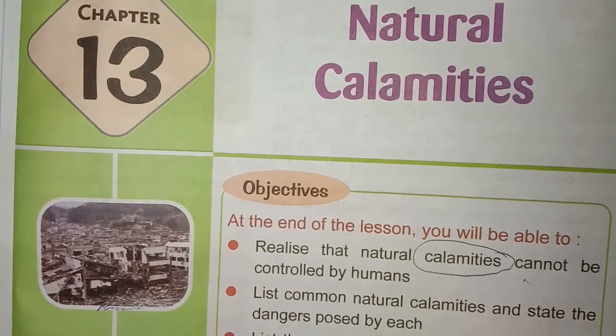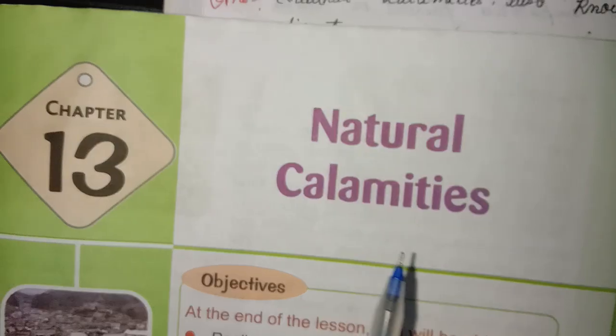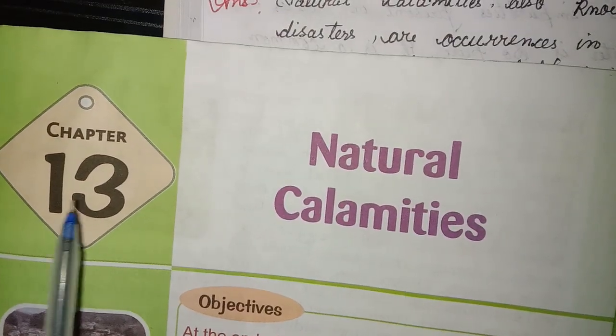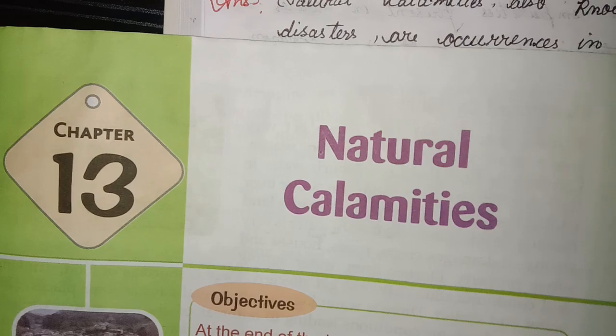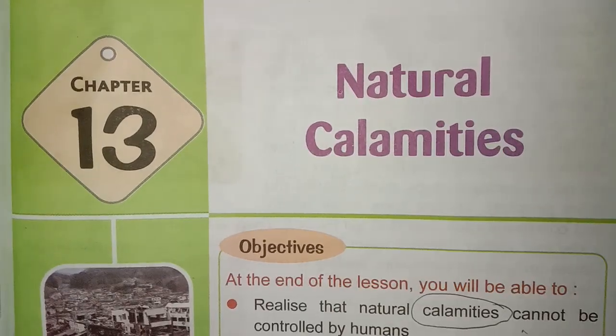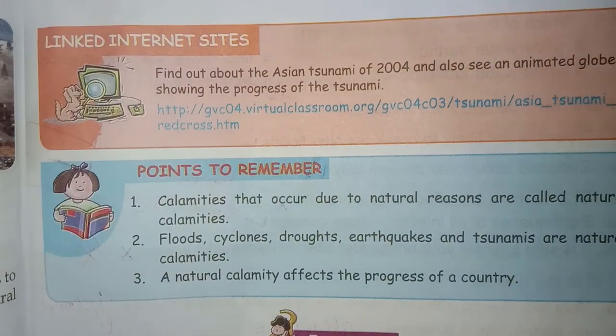Today I will solve the question answers of this lesson. This lesson is called Natural Calamities, chapter 13 in science, class 5. First of all, I will solve some questions in the book.